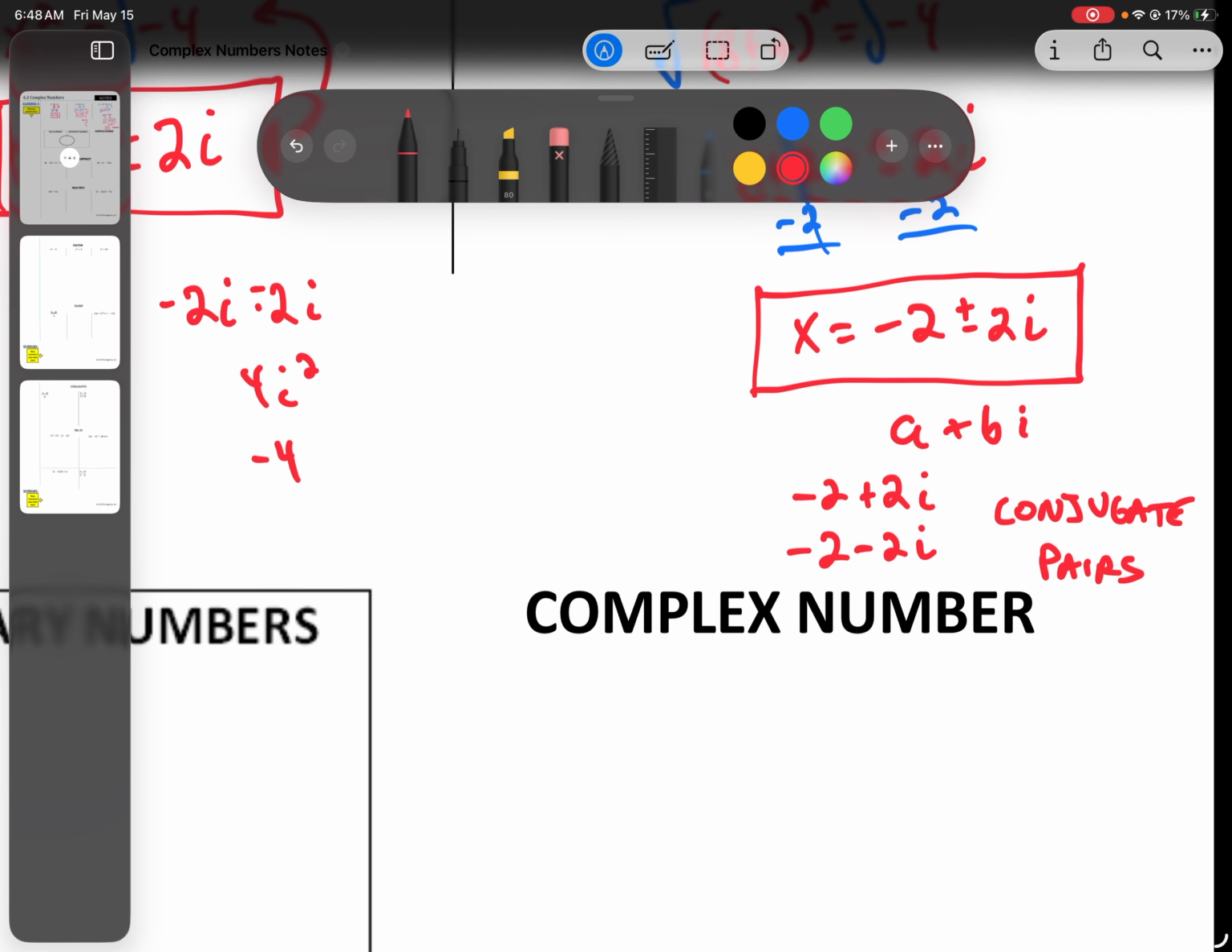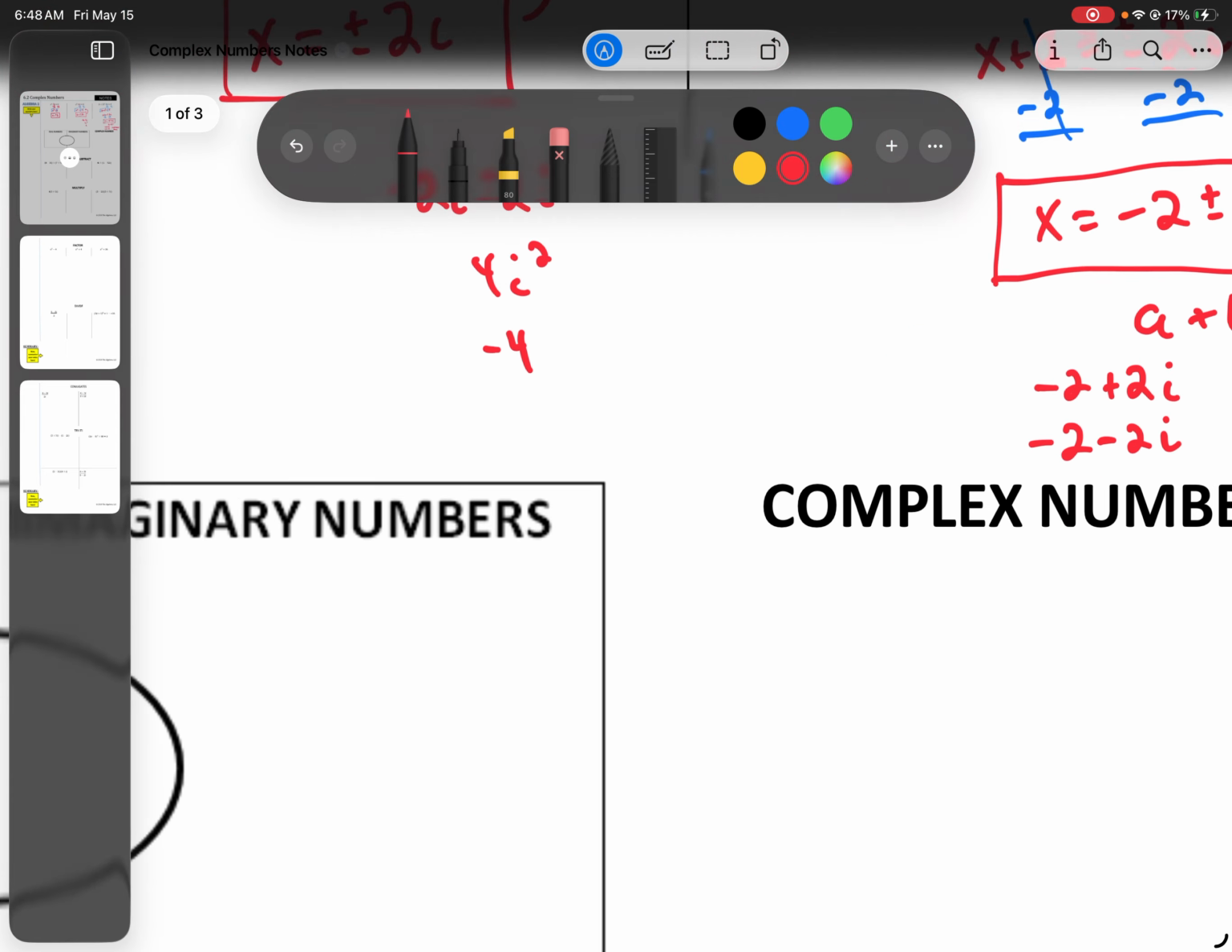And whenever you find solutions to equations, if you know one of these is a complex number solution, then its conjugate pair is always also a solution.